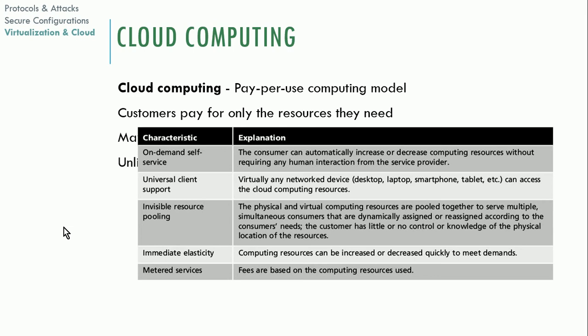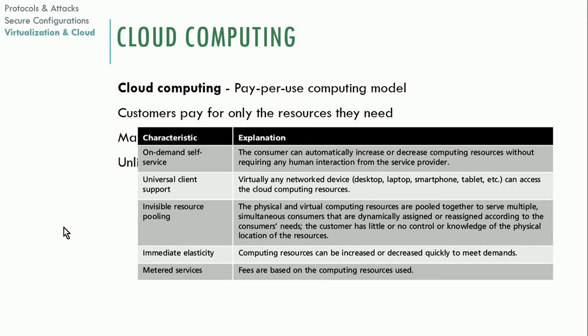Immediate elasticity is when you can very quickly increase your computational power, your storage, your RAM, and so forth, to meet the demands at that moment in time. And then metered services, where you only pay for what you use, which is really powerful. If you spin up a virtual machine in the cloud and you're not using it that much, you don't pay that much. You only start to pay when you use it a lot.